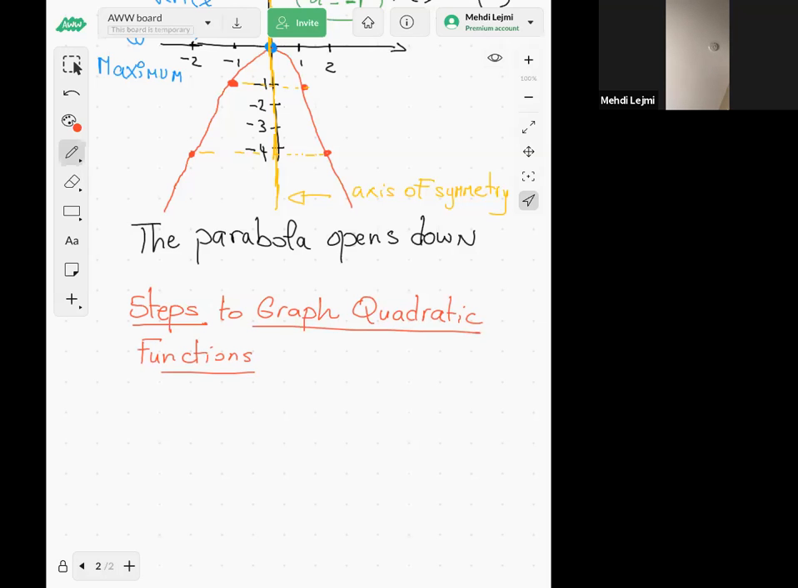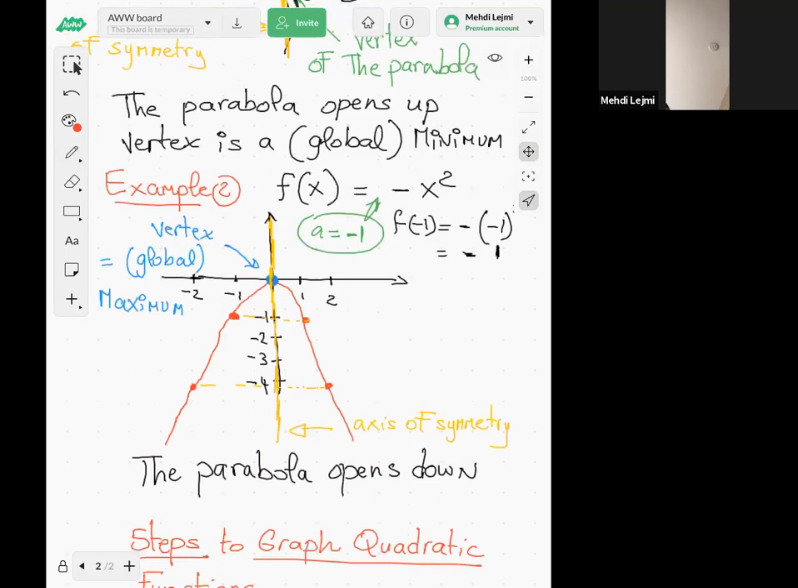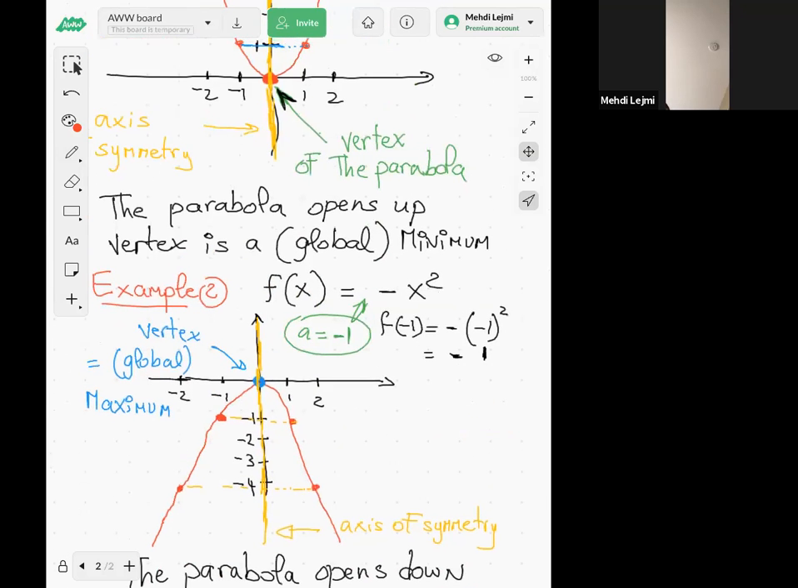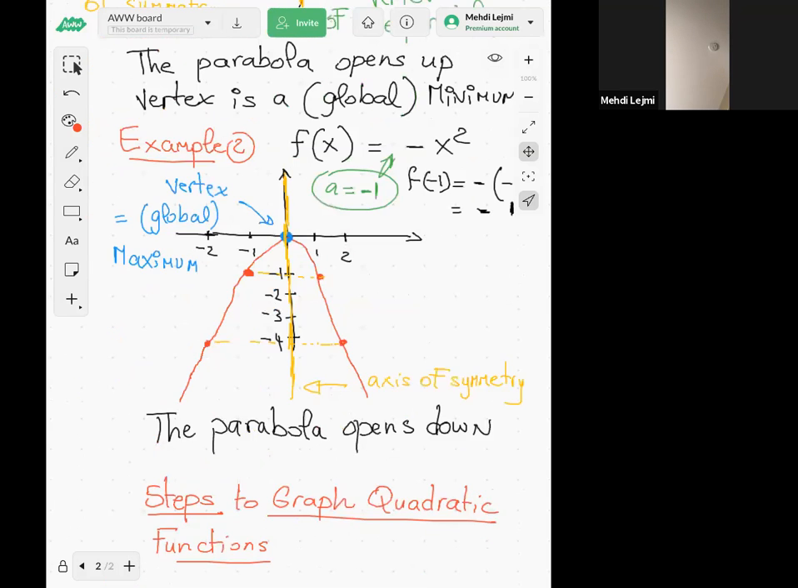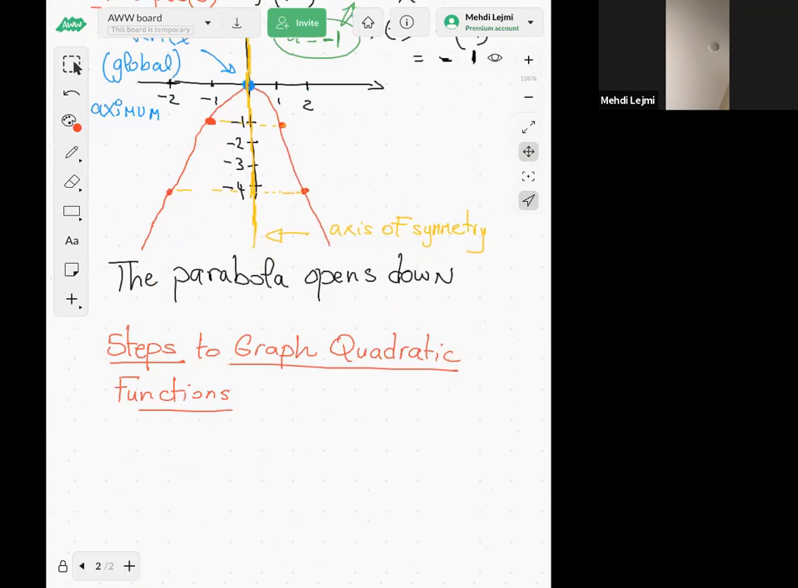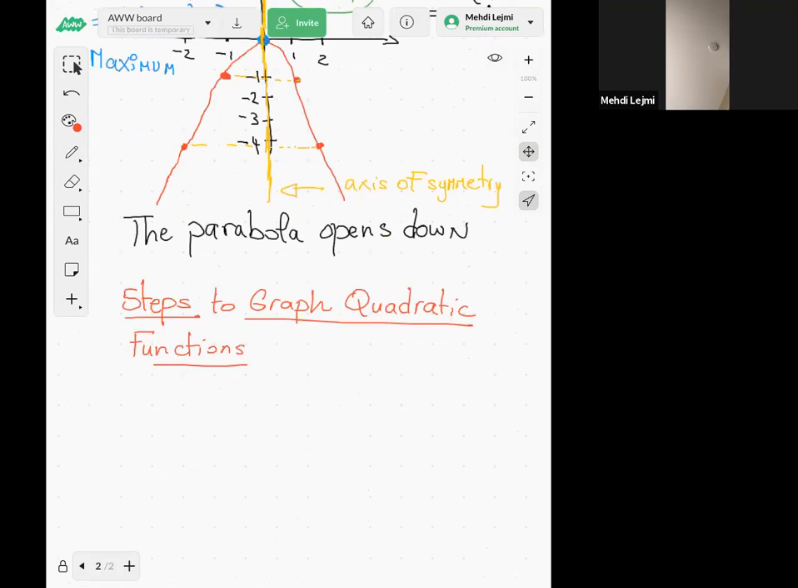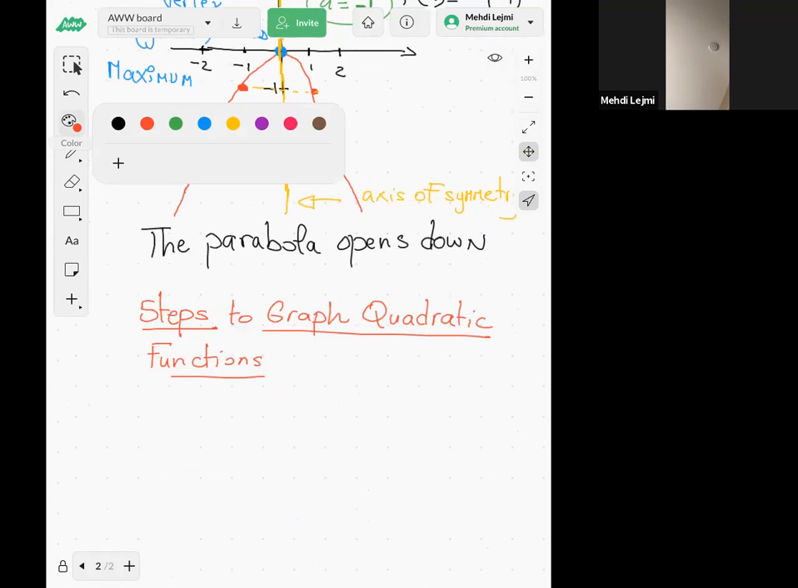Okay, so first step, first you need your vertex, right? Whenever you have a parabola, you're going to have a vertex. We do have a formula to find this vertex. So the formula is the following. First, we can plot the vertex.